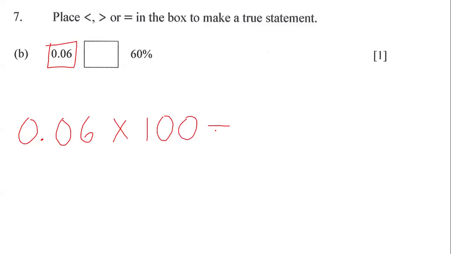100, very good. Now, whenever you multiply a number by 100, you're going to move the decimal how many times? Twice, so 1 and 2. When you move it over twice, it's going to be just 6. So that means that 0.06 is actually 6%. And since it's 6%, which one is bigger, 6% or 60%? 60%. So the answer here is greater than.